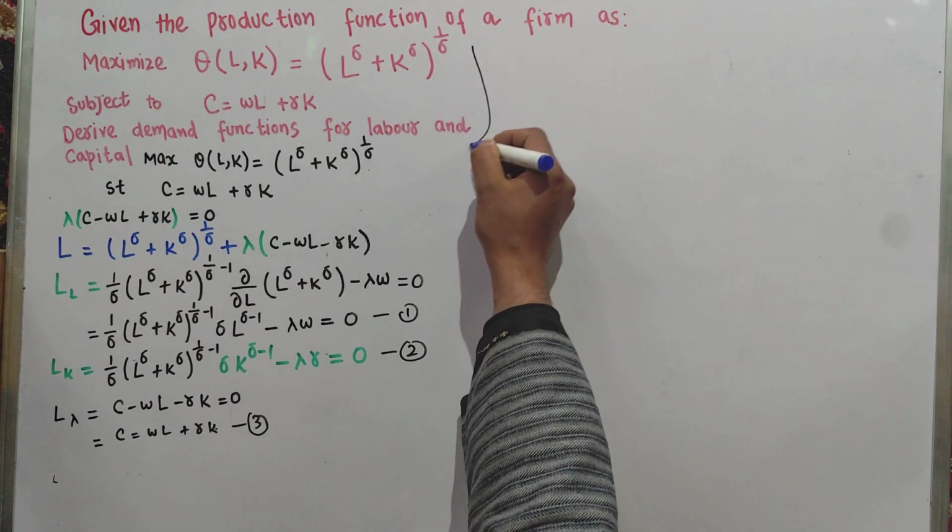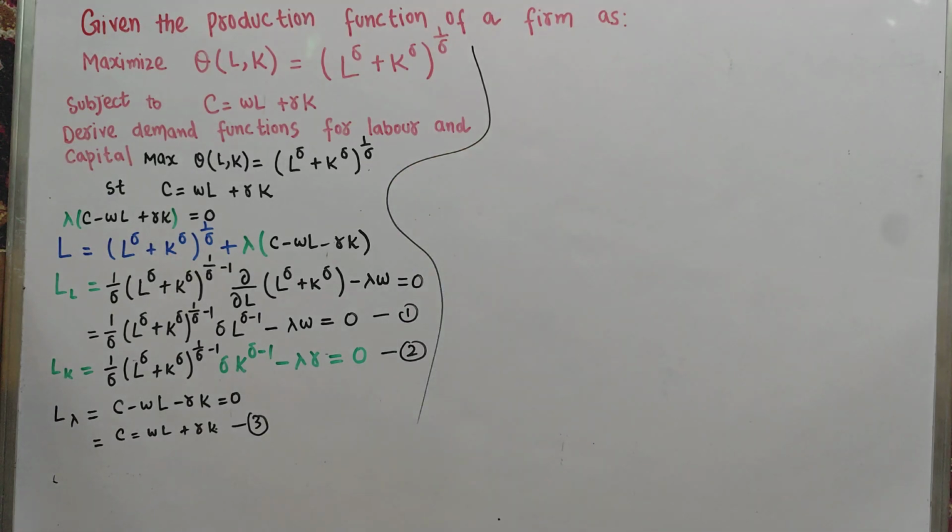Let us say this is equation first, equation second, and let us say this is equation third. Now what we need to do here: first thing is we solve equations 1 and 2. That means we divide equation 1 by equation 2.